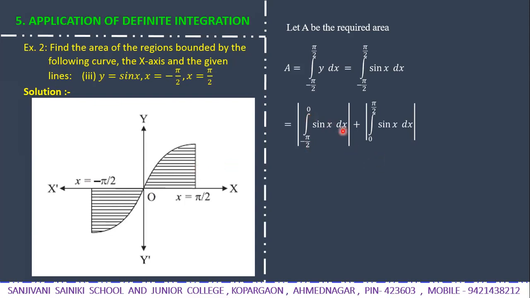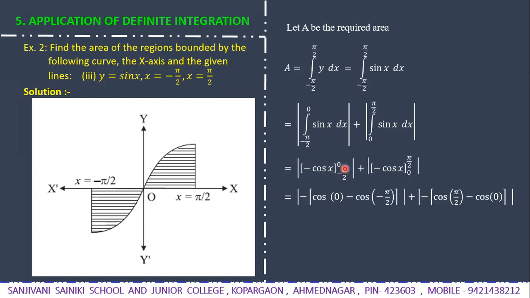So minus pi by 2 to 0 sine x, and 0 to pi by 2 sine x. Sine x's integral is minus cos x, then apply the lower limit and upper limit. Use that formula and simplify. You will get the area to be 2 square units.